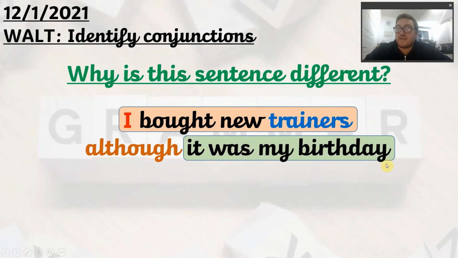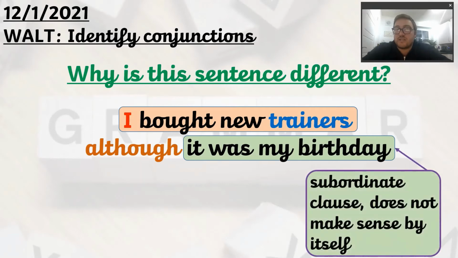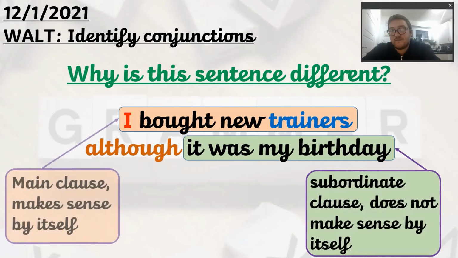it was my birthday would not make sense by itself. So if I just said it was my birthday, it doesn't make sense by itself. It needs a main clause to back it up. It's giving more information to the reader, but you need that initial information for this sentence to make sense. So just like the subordinate conjunction, we call this the subordinate clause because it doesn't make sense by itself. And as we talked about yesterday, this is the main clause, it makes sense by itself.